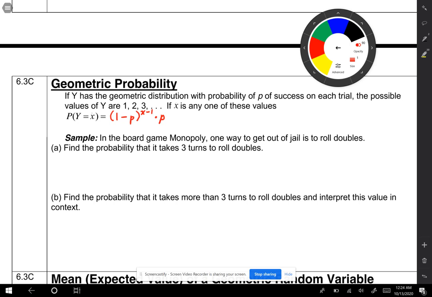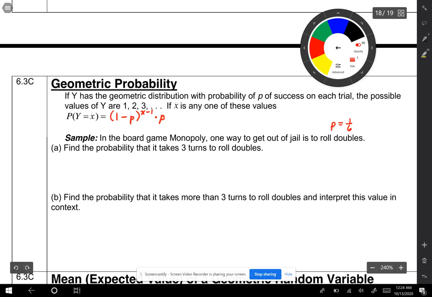Here's the sample problem. In the board game Monopoly, one way to get out of jail is to roll doubles. So doubles are 2 1s, 2 2s, 2 3s, 2 4s, 2 5s, 2 6s. So there's 6 out of 36 that are doubles. So that's 1/6. So the probability of rolling doubles is equal to 1/6.